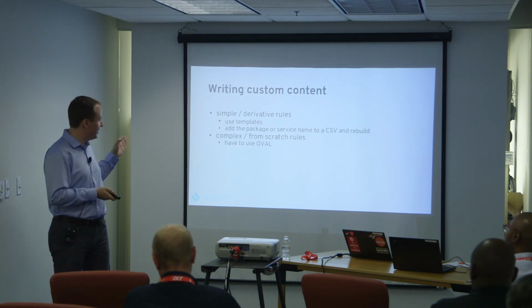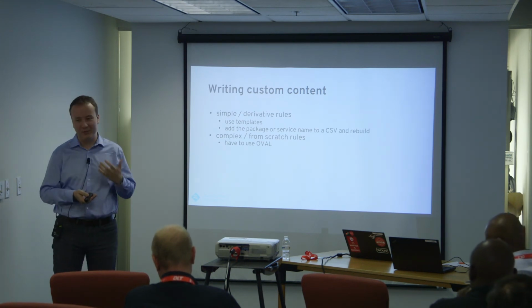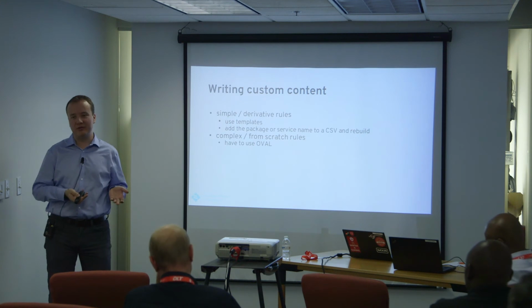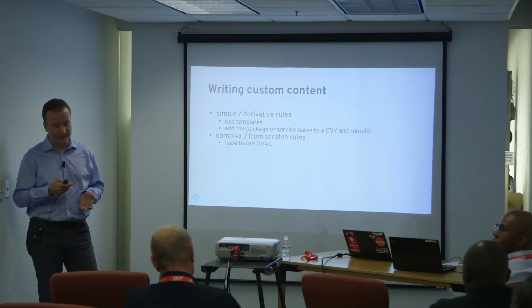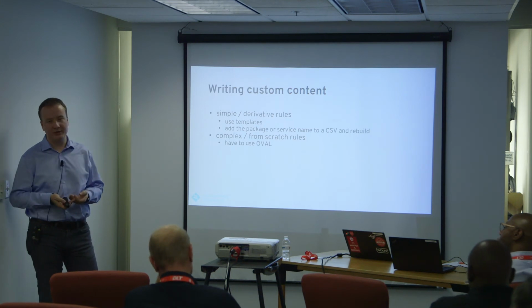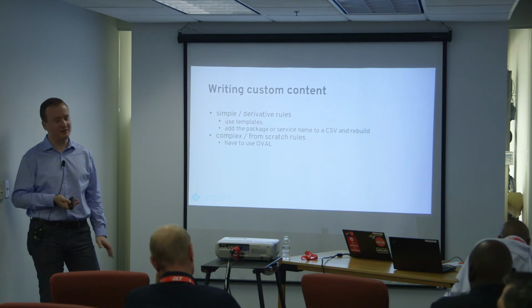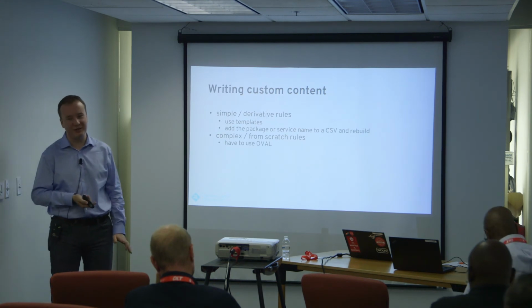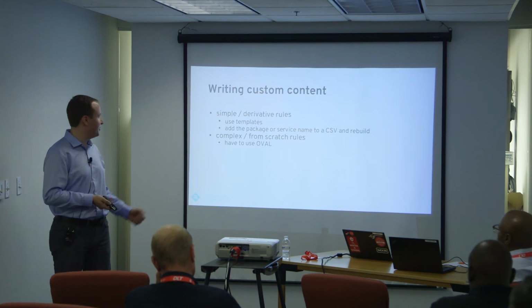So this is really the nice case. The other case is if you want to write some complex rule, like you want to make sure your configuration is set up correctly. In these cases, there's unfortunately no way around using OVAL directly. So you need to learn the OVAL specification, which is a strange declarative language, and it takes a long time to learn it, but unfortunately there's no way around it.